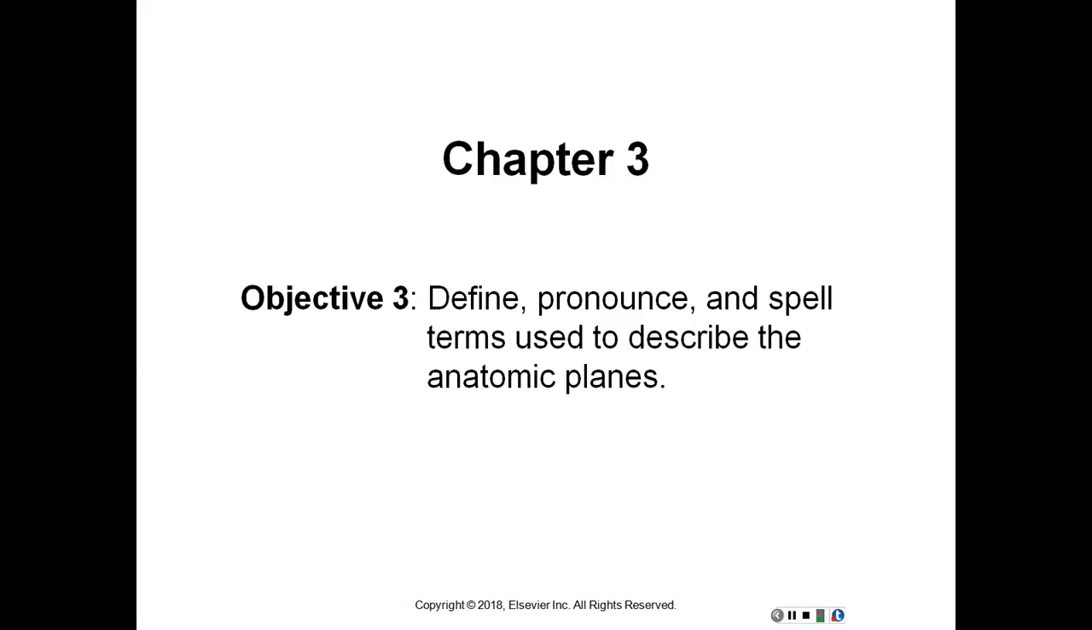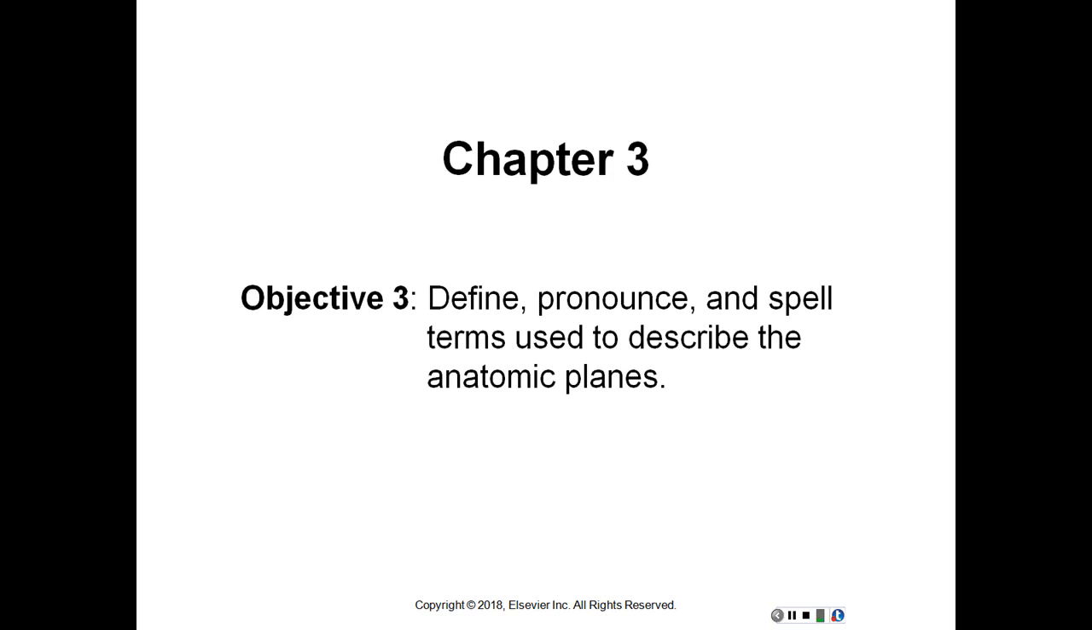Continuing with Chapter 3, Objective 3, now we're going to define, pronounce, and spell terms used to describe the anatomic planes. So anatomic planes are imaginary flat fields used as points of reference to identify or view the location of organs and anatomic structures. Anatomic planes are frequently used in diagnostic imaging and surgery. The body is assumed to be in the anatomic position unless otherwise specified. So let's go ahead and learn our anatomic planes.